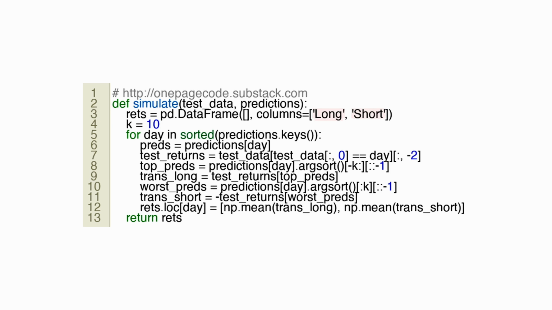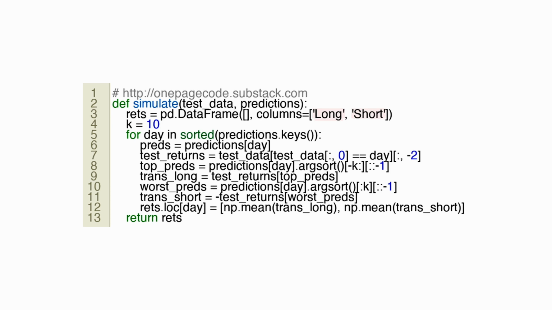Next, the code uses the day key to filter out the relevant rows in the test data frame and stores them in a variable called test returns. The next two lines use the argsort function to sort the predictions from highest to lowest and lowest to highest, and then select the top and bottom k values, which were defined earlier in the code. These values are then used as indices to retrieve the corresponding values from the test returns variable. These values are stored in two separate variables, trans-long and trans-short.